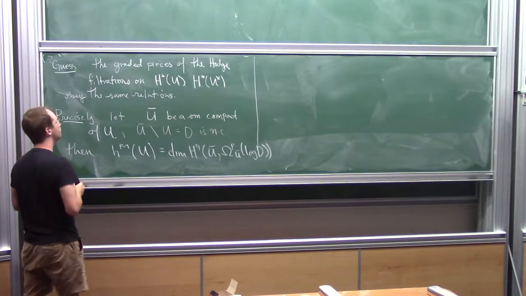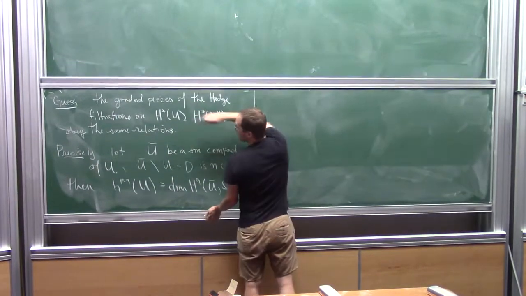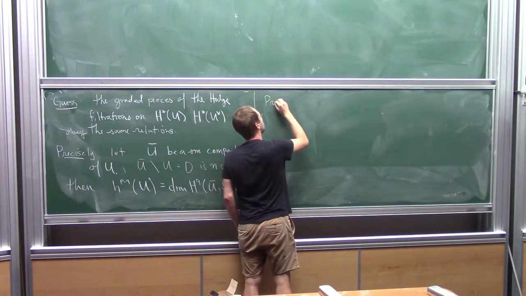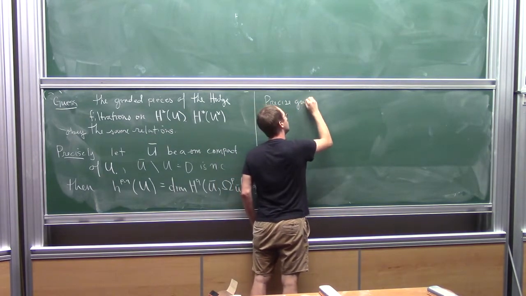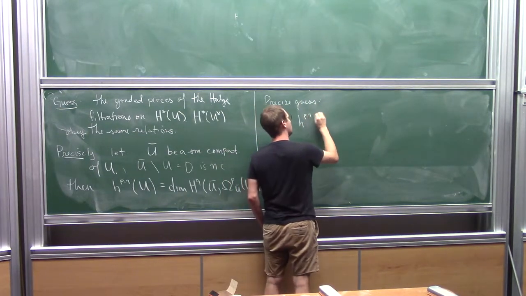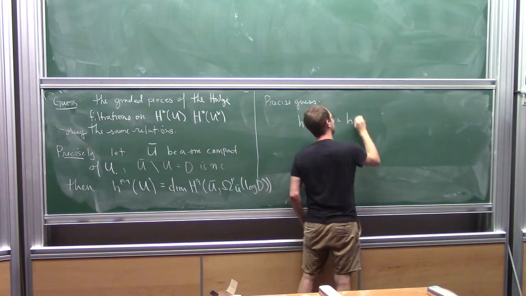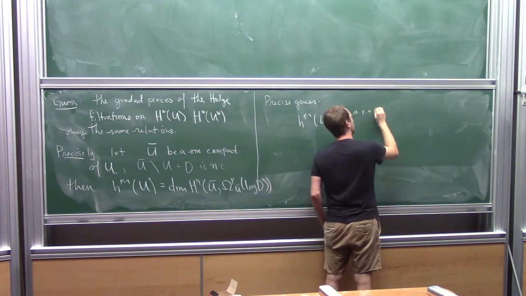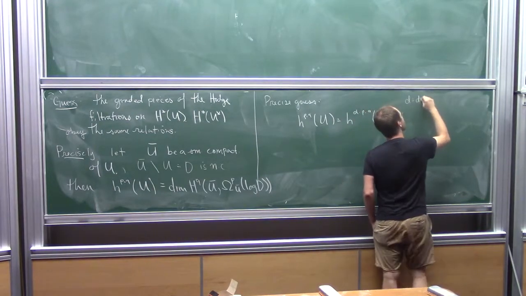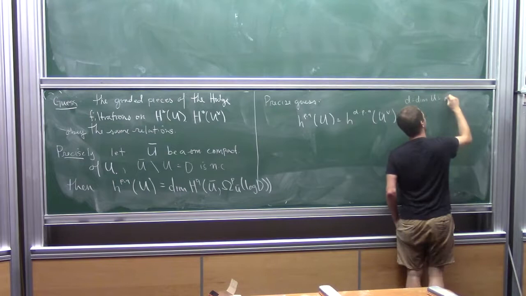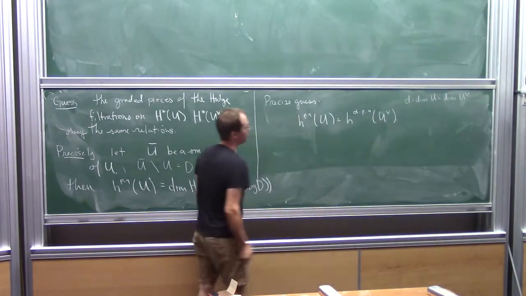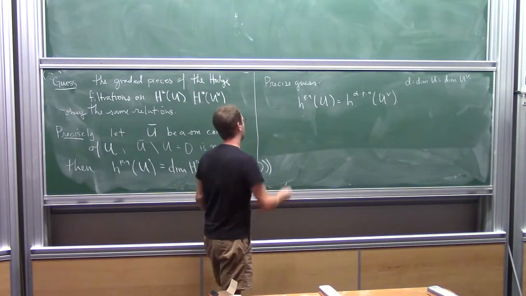So the precise guess is that h^{p,q} of U is equal to h^{d-p,q} of U check, where d is the dimension of U, which is equal to the dimension of U check. You can check this. Let's just give a basic example.